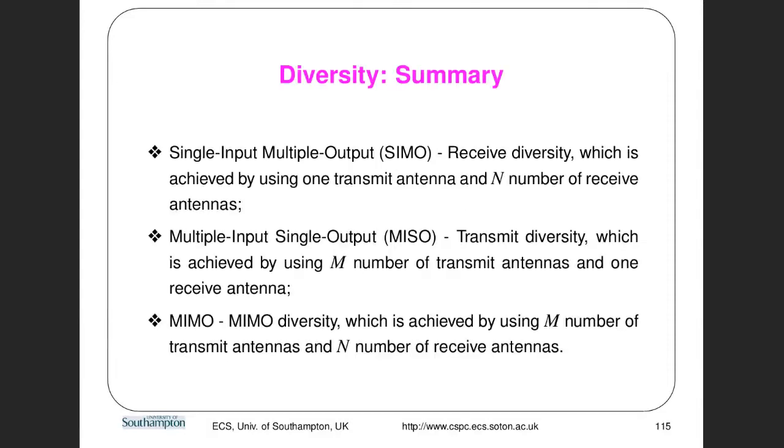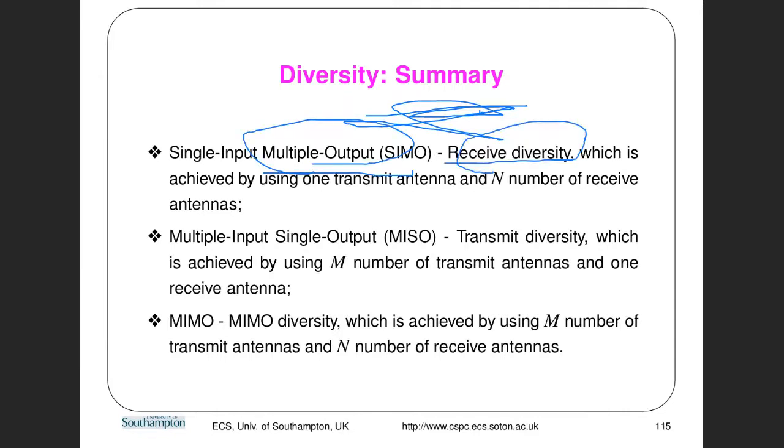So diversity here can be implemented by using many antennas as a receiver. So you have single input, multiple output, and you have receive diversity. Or you use multiple antennas as a transmitter, so you have transmit diversity. It's also called MISO. And also you can have multiple antennas as a transmitter and multiple antennas as a receiver. So you have MIMO diversity.